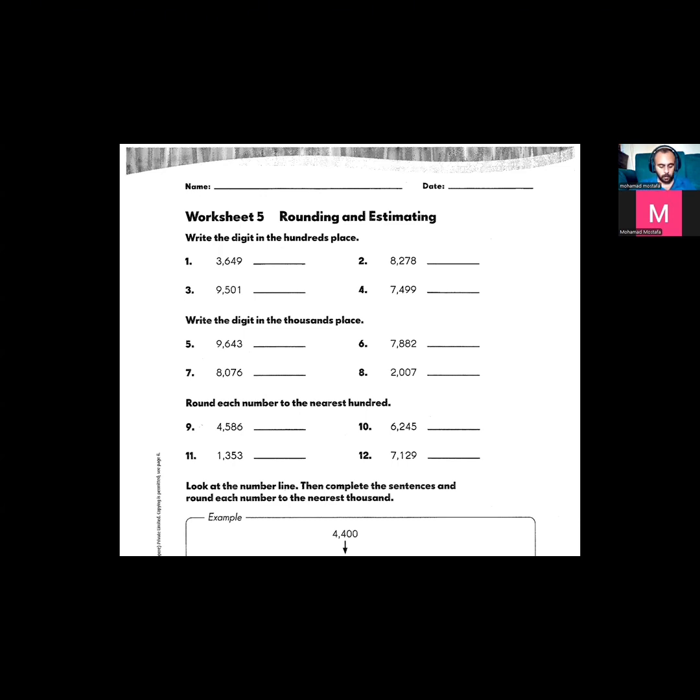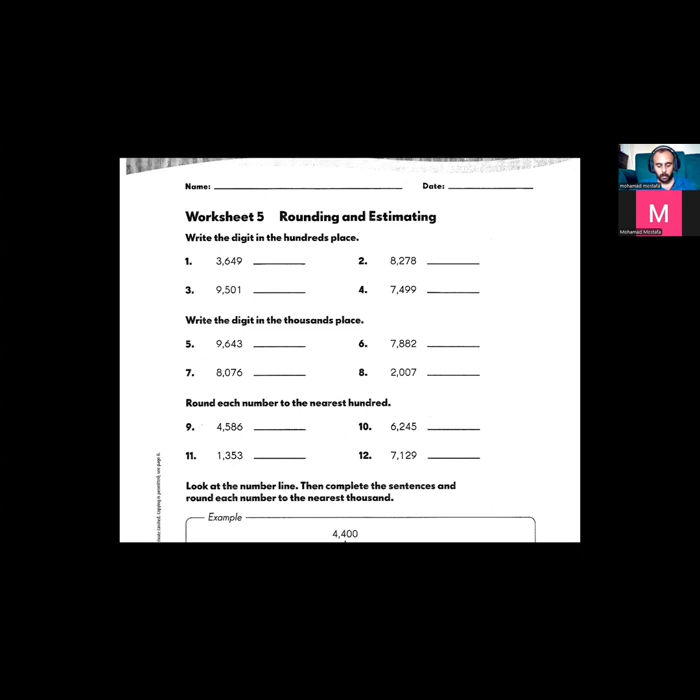He tells me in this question, write the digit in the hundreds place. Which number in 106? Count from the right, 1, 2, 3, so 2, and that's it. In the next question, he tells me write the digit in the thousands place, here 9. This one, round each of the numbers to the nearest hundred. How can we round to the nearest hundred? First, look at the number in the hundreds place.